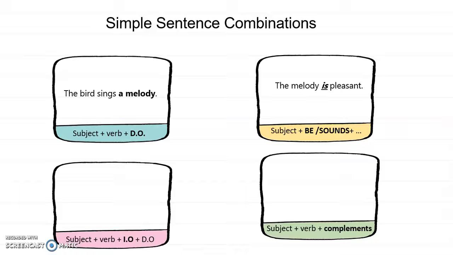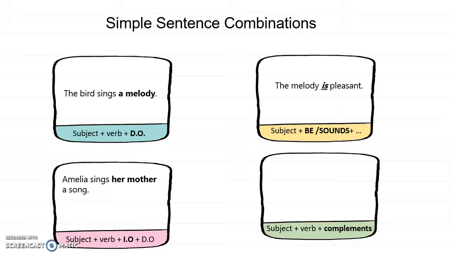Subject plus verbs such as be or sound, and the complement. The melody is pleasant. This is kind of similar, but it's not exactly the same. Verbs like be, sound, seem, appear are called linking verbs. This means that pleasant and melody are linked together by the verb to be. The melody is pleasant. Melody equals pleasant. That is what is happening in this type of simple sentence.